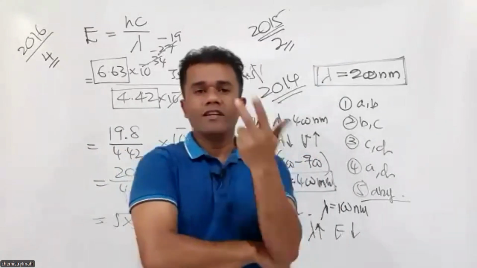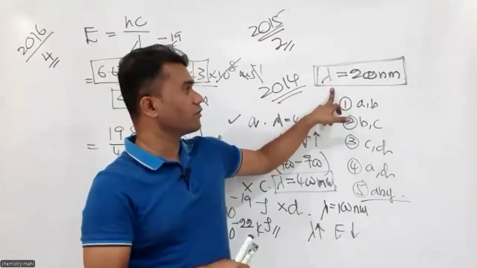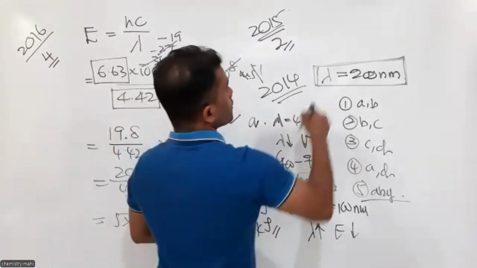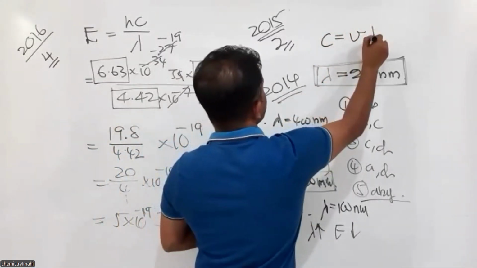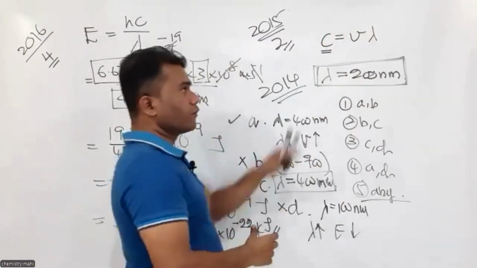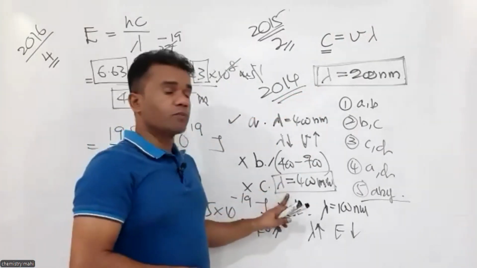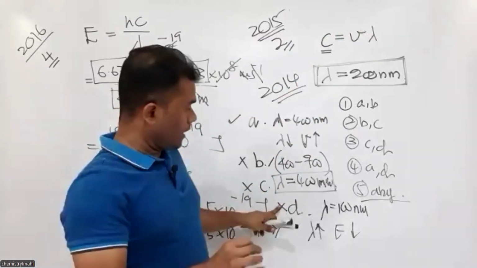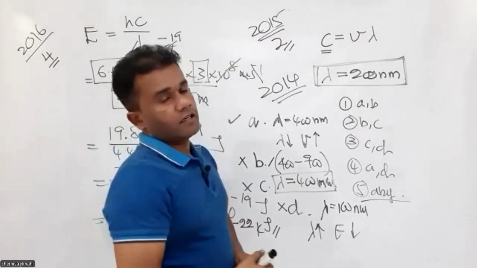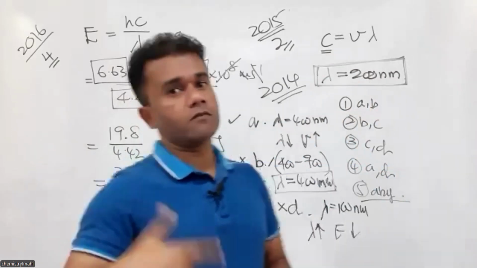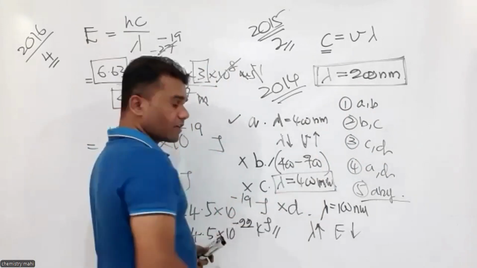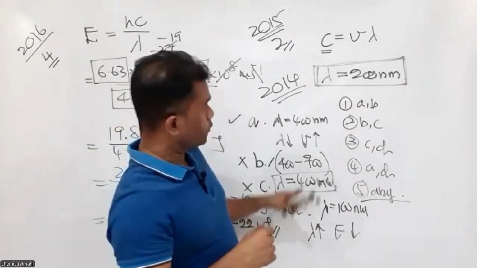If I ask you to calculate the frequency of this 200 nanometer, what equation do you use? You use c equals nu lambda. Since lambda is available, if I ask you to find the frequency, you use c equals nu lambda for this 200 nanometer. Then come to this one. Lambda is given as 400 nanometer. If I ask you to calculate the frequency for this wavelength, what equation do you use? Same equation. Since the wavelength is given, you definitely use c equals nu lambda.